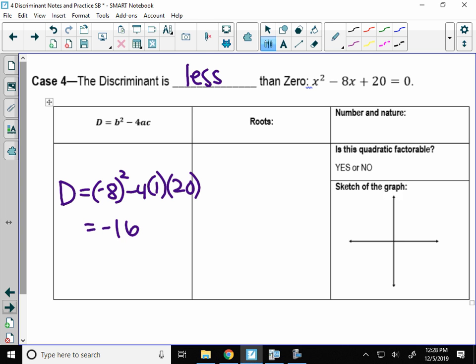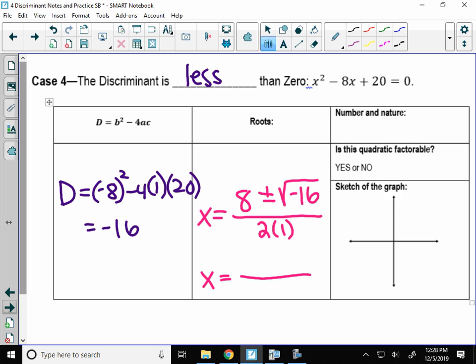Alright, so I'm sure you can kind of get to this point what's going to happen now that you've seen the pattern. But let's still calculate the roots here. X equals the opposite of B, so positive 8 plus or minus the square root of negative 16 over 2A. Okay, so when I simplify this, I get 8 plus or minus 4i over 2. Does that simplify? Divide both of those by 2. So it'll be 4 plus or minus 2i.